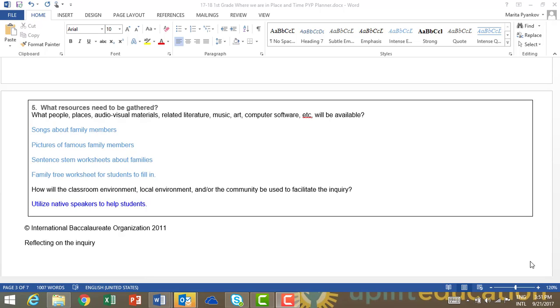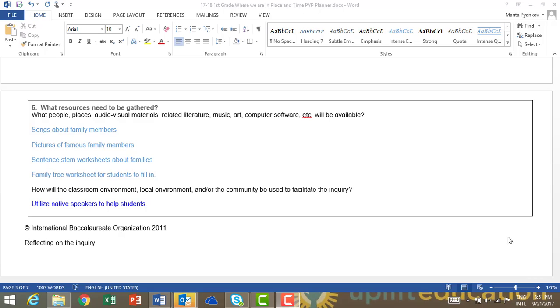And then using the classroom environment, I know for myself that I have a mixture of native speakers and people who are learning Spanish as their second language or third language. And so utilizing those native speakers to help the students can be a really great opportunity to give them a special place in the classroom.